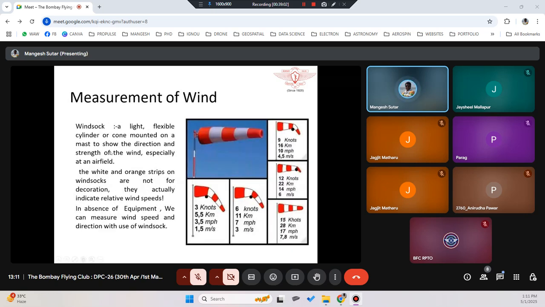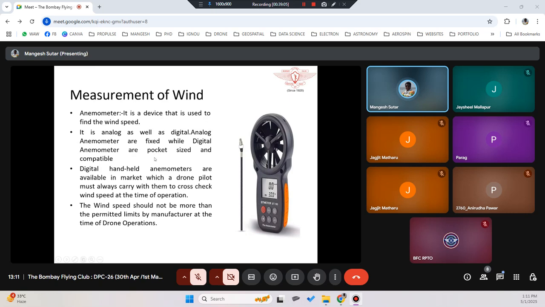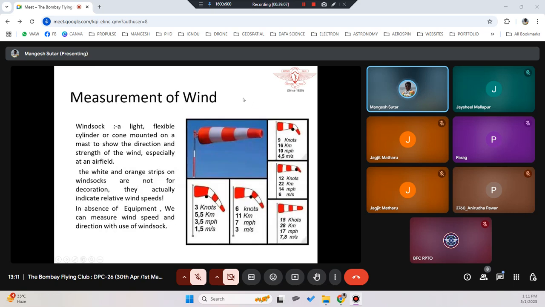So how do you measure? This is one device, the anemometer. The second one, you would have seen multiple times at airports or aerodromes, or even at weather stations: something called a windsock. It is a light, flexible cylinder or cone shape mounted on a mast to show the direction and the strength of the wind, especially at an airfield. You will see white and orange or red stripes on the windsock, which are not for decoration but actually indicate the relative wind speeds.